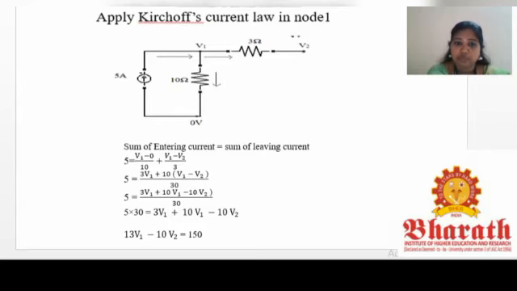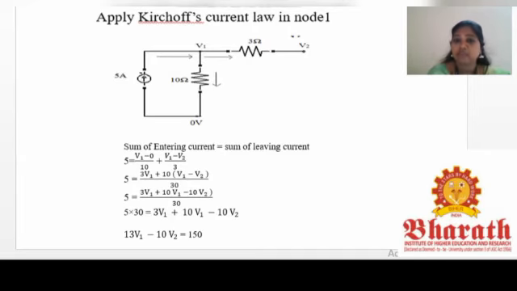From the source. I am telling from this 5 ampere current source, only from the 5 ampere current source, this current is entering the node 1. Okay, the current coming from this source is entering the node 1. So after entering the node 1, the current is leaving to the 3 ohm resistance and also to the 10 ohm resistance. So the entering current is only one current, which is from the 5 ampere current source.